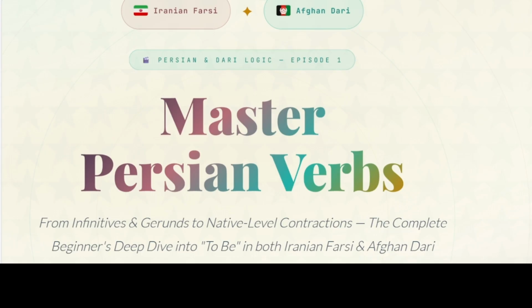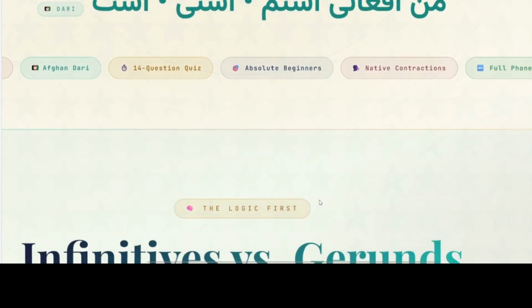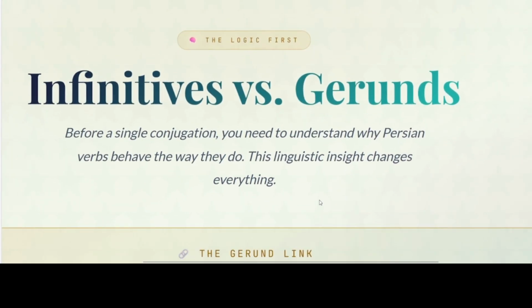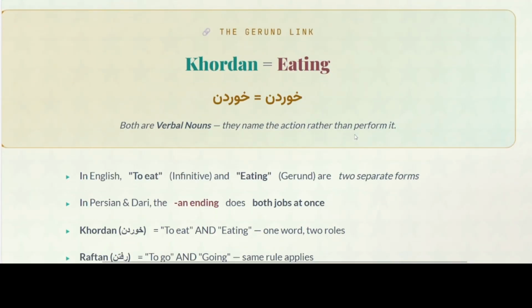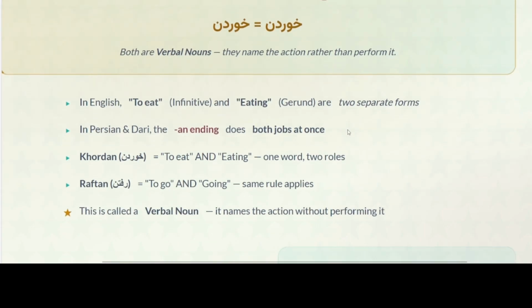So, master Persian verbs. In order to master Persian verbs, the first thing that you need to learn is gerund and infinitive. We have infinitive and gerunds in English. They are two separate forms. If a verb ends with ing, that's gerund in English. But if you say to eat, that is infinitive. To eat is infinitive, eating is gerund, they are two separate forms.